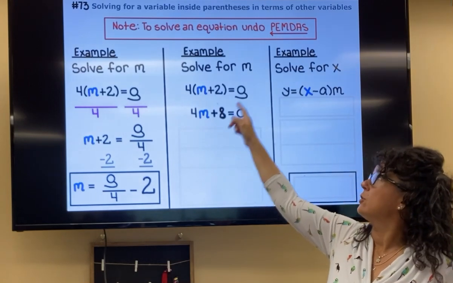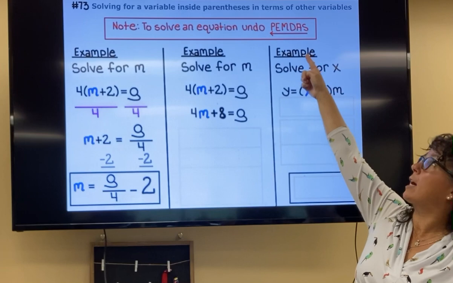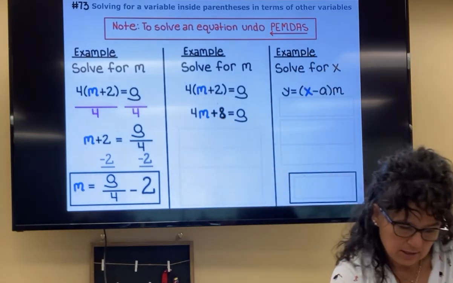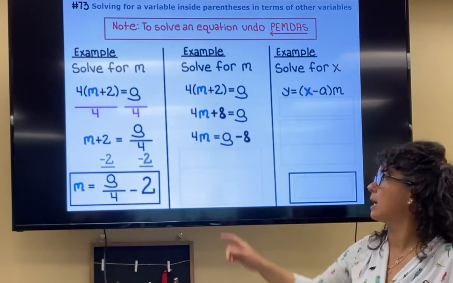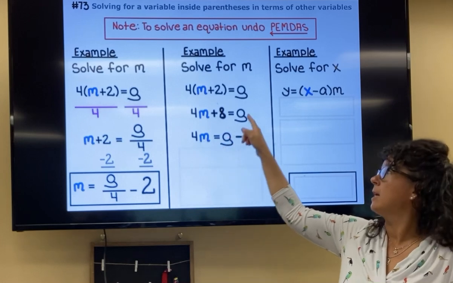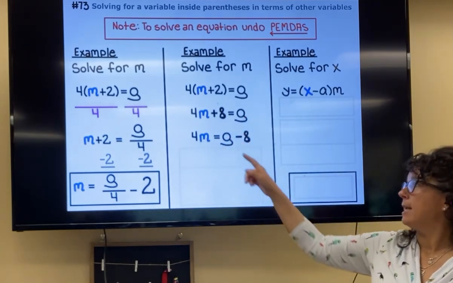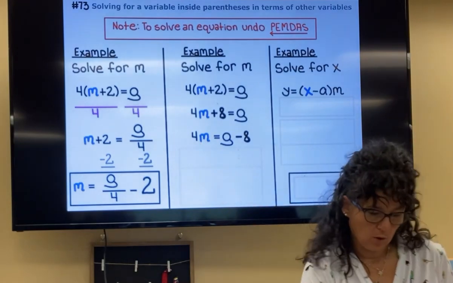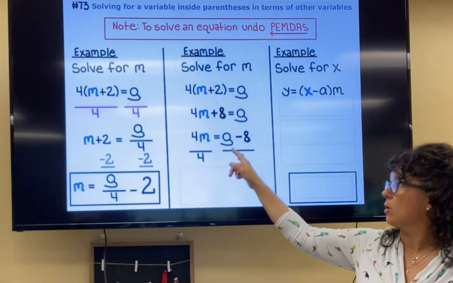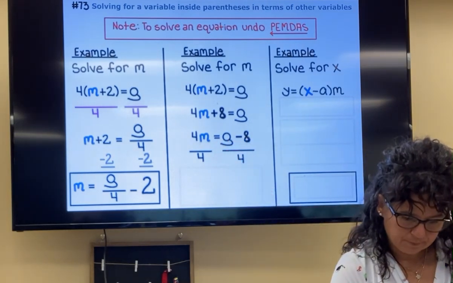Next, I'm going to continue undoing the order of operations, so getting rid of addition and subtraction before multiplication and division. So I'll get rid of the add 8 by subtracting 8 from both sides. So if I subtract 8 from the left side, I'm left with 4m, and I subtract 8 from the right side, and I have g minus 8. Next, I'll get rid of the times 4 by dividing by 4. That 4 gets rid of that 4, so I now have m equals g minus 8 all over 4.